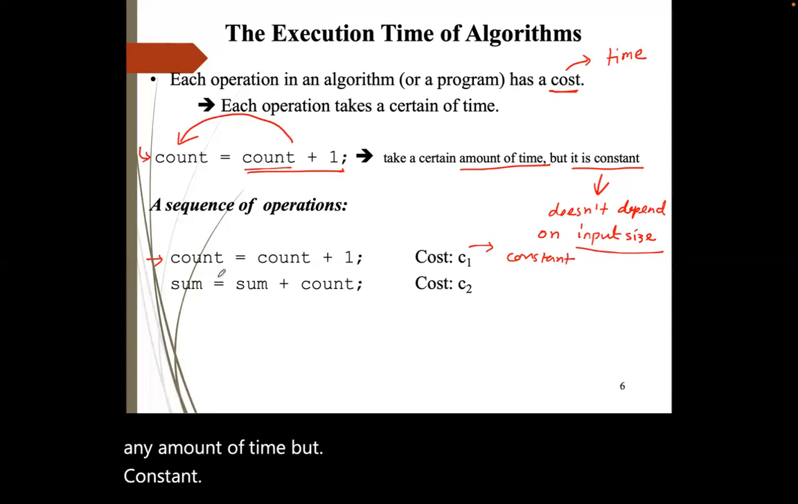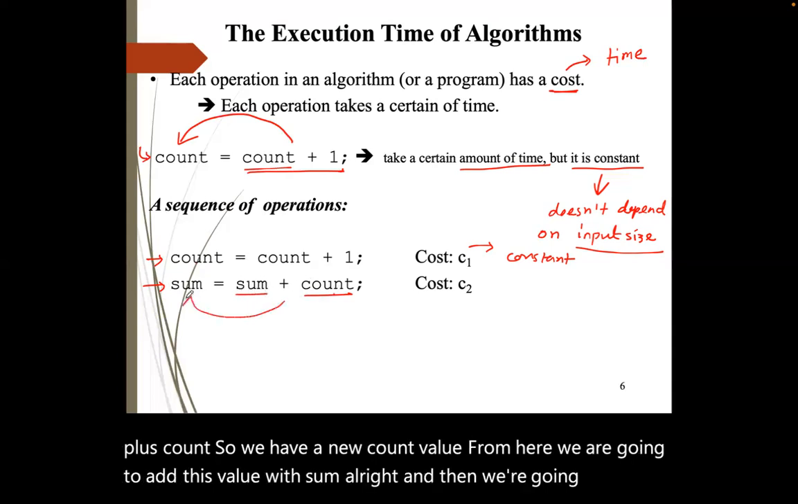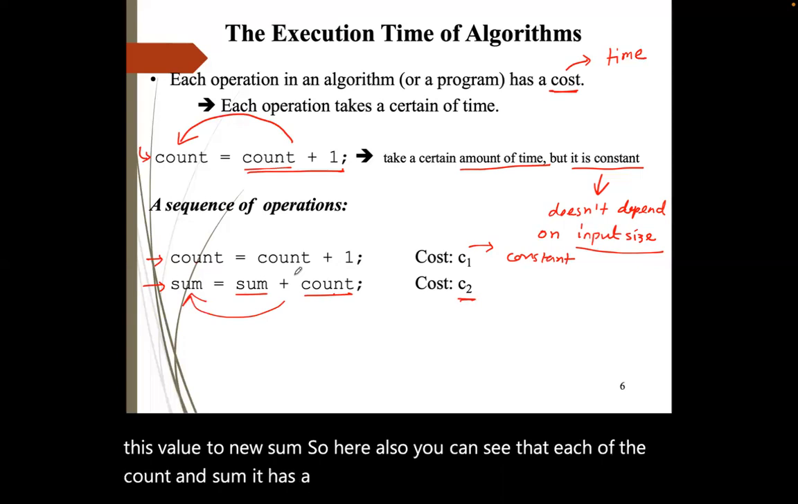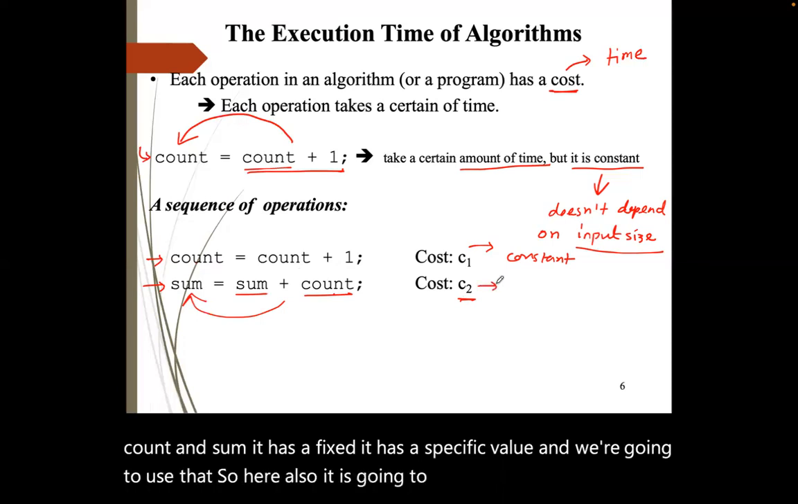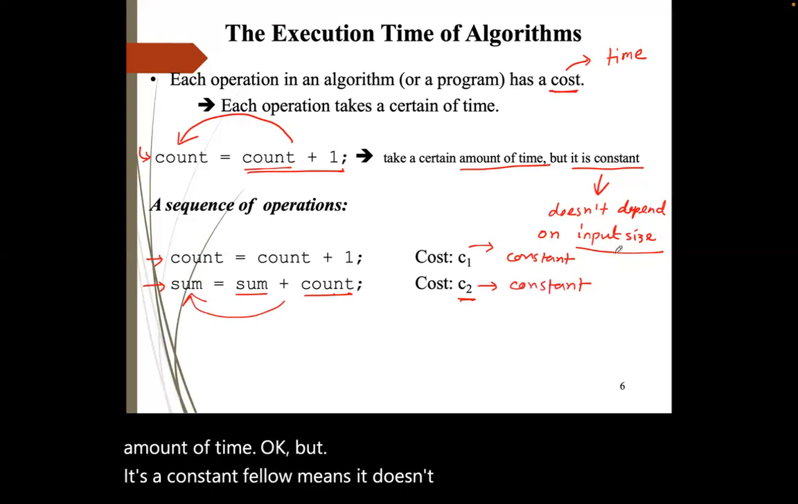Then let's see, we have another instruction like sum equals sum plus count. So we have a new count value, and from here we're going to add this value with sum, and then we're going to assign this value to the new sum. Here also, each of count and sum has a specific value, and we're going to use that. So here also it is going to take a certain amount of time, but it's a constant value, meaning it doesn't depend on any other factor, specifically the input size.